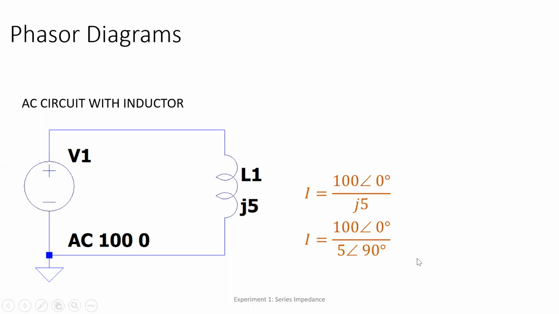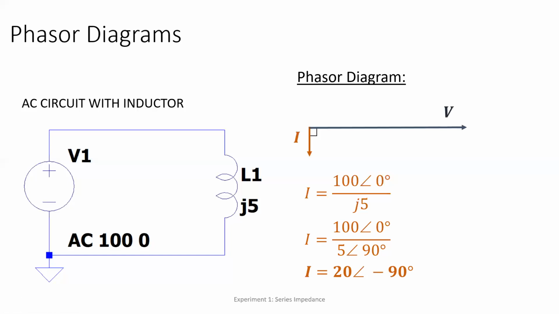Okay, so our current is 100 divided by 5, so 20. And for the angle, we have 0 minus 90 degrees. So we have 20 bar negative 90 degrees. If we're going to draw it in a phasor diagram, this is how it will look like. So we have the current I, we have the voltage V. So they are 90 degrees apart.